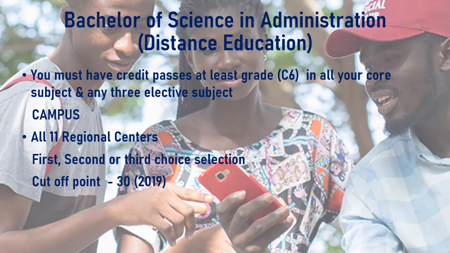Bachelor of Science in Administration Distance Education, and the requirement is you must have credit passes at least grade C6 in all your core subjects and any 3 elective subjects. This program is also available at all the University of Ghana's 11 regional learning centers, and it's a first, second, or third choice selection, and the cutoff point for last academic year was aggregate 30.